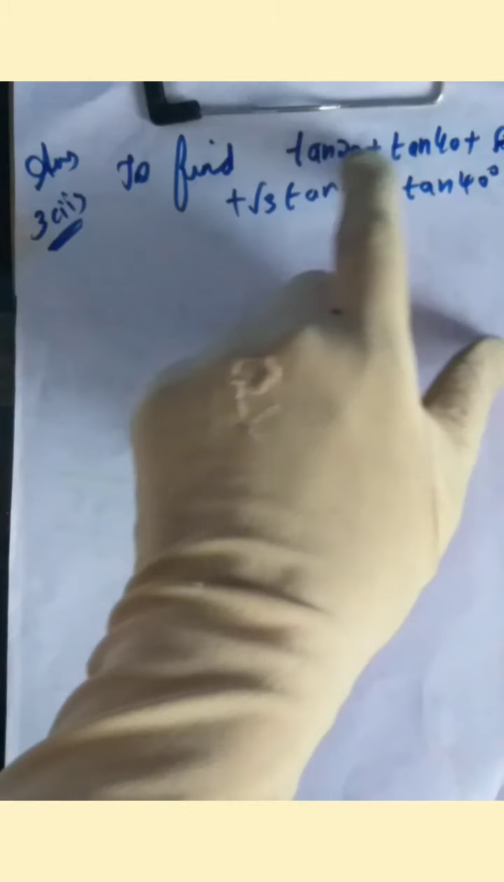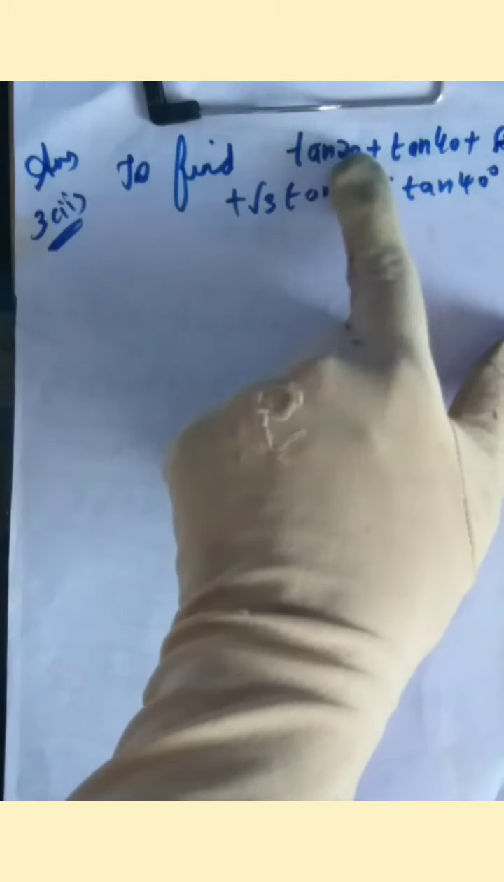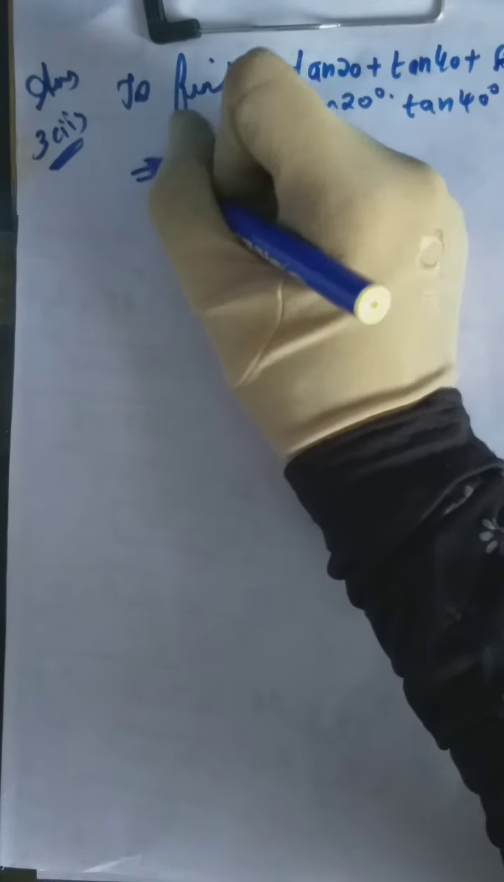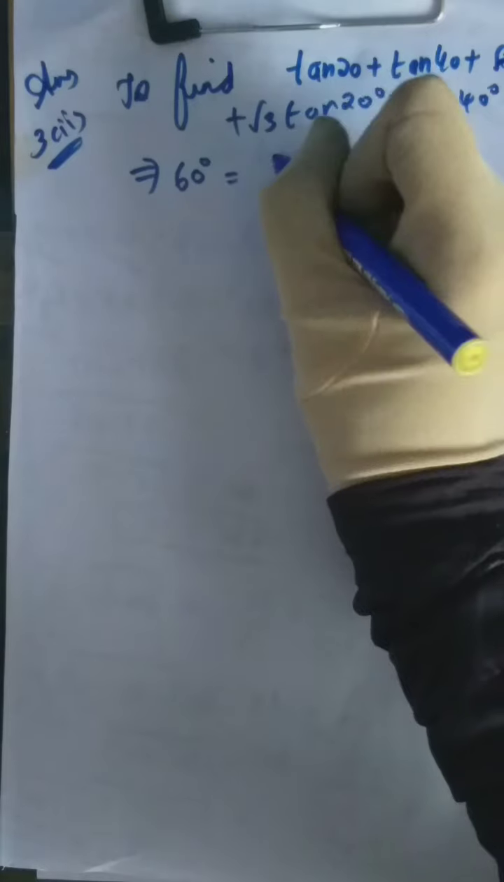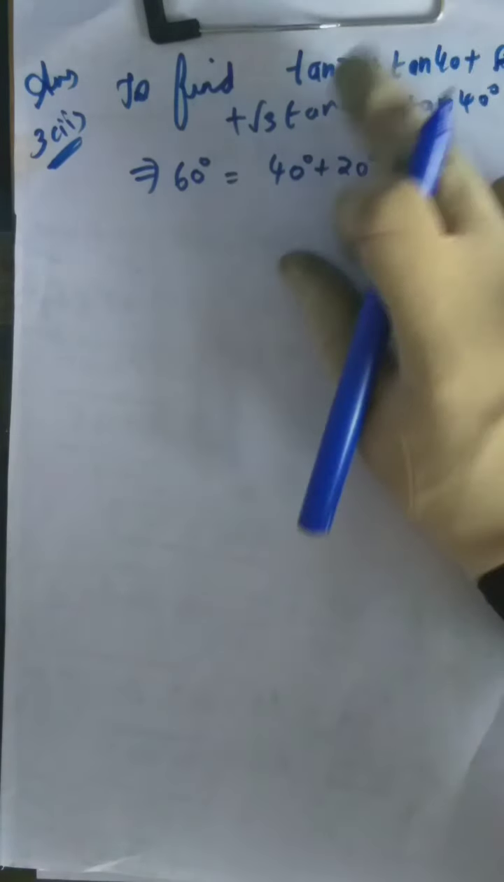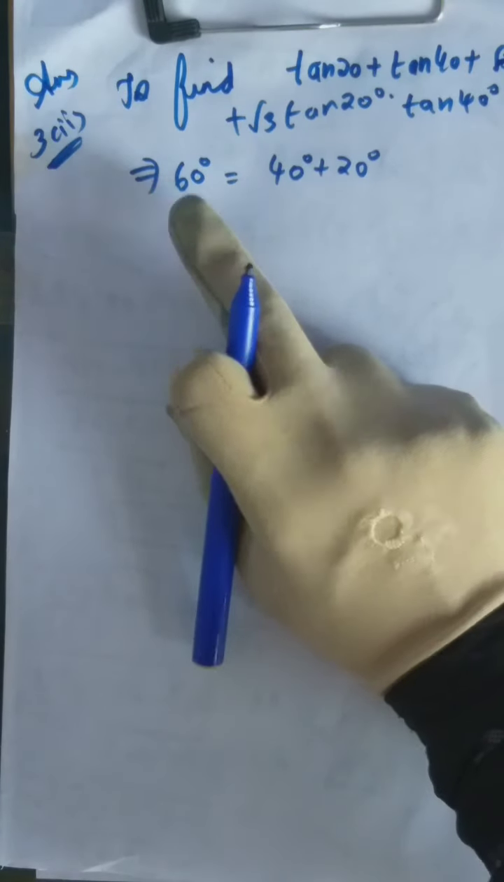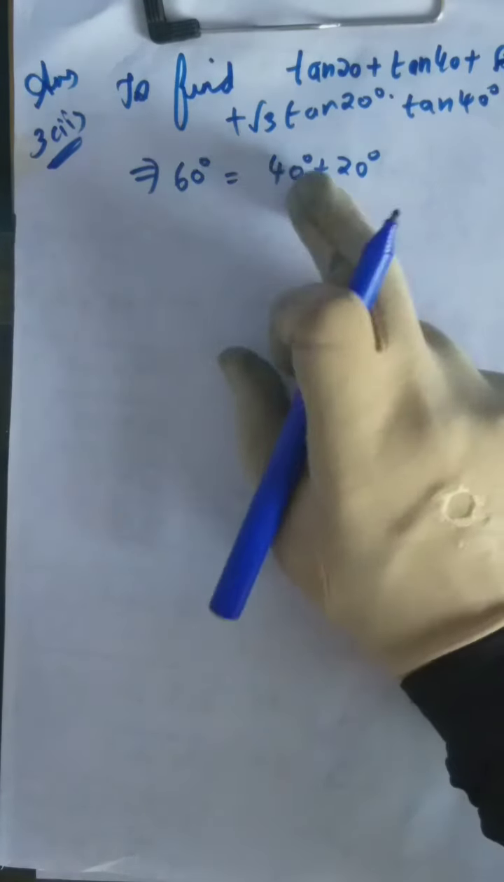So what we can do is, we know we have a formula of A plus B and we have 20 and 40. If we add 20 and 40, it can be written as 60. 20 plus 40 is 60. So first we'll take 60 degree and split it as 40 degree plus 20 degree. Why are we doing this? Because all are tan and the angles are 20 and 40. So initially we'll split 60 as 40 plus 20 and then we'll apply tan on both sides.